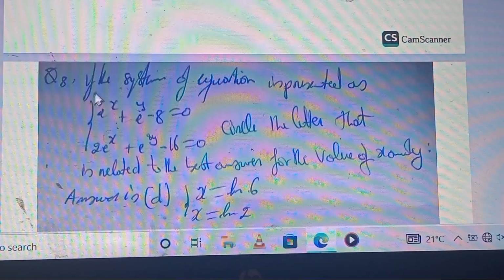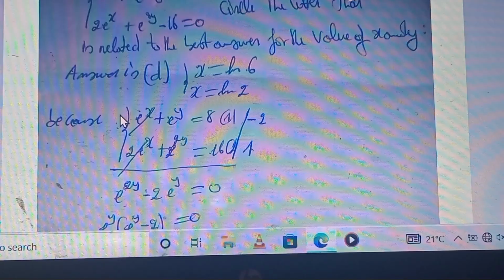So question number 8. If a system of equations is represented as, we have here simultaneous equations, but exponential. They ask you to circle the correct answer. So it is not easy. The correct answer is D. But let me show you how I get that D.